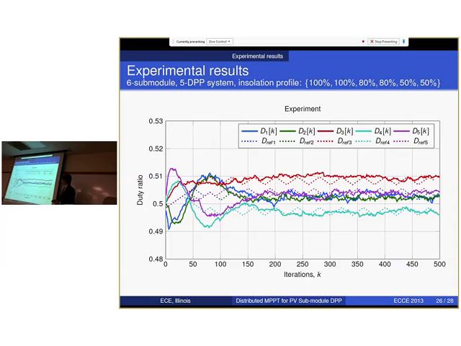Here is another experimental result of a 6 submodule, 5 DPP system. Again, we run the centralized perturb and observe method as a reference, and you can see after a kind of overshoot, they converge to the same final value.